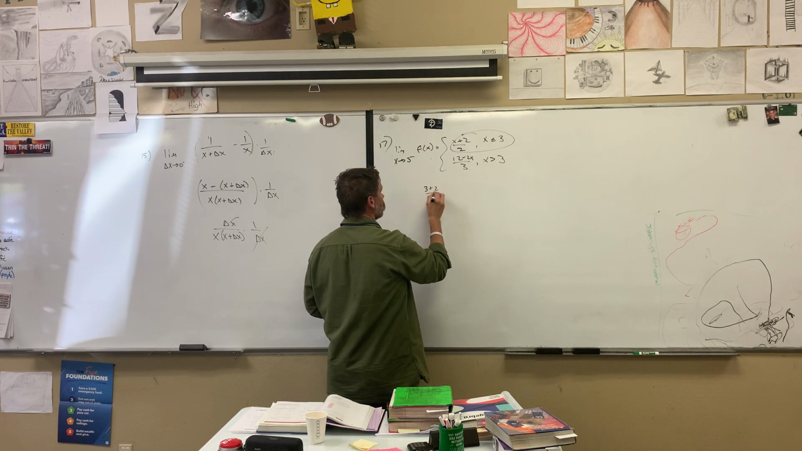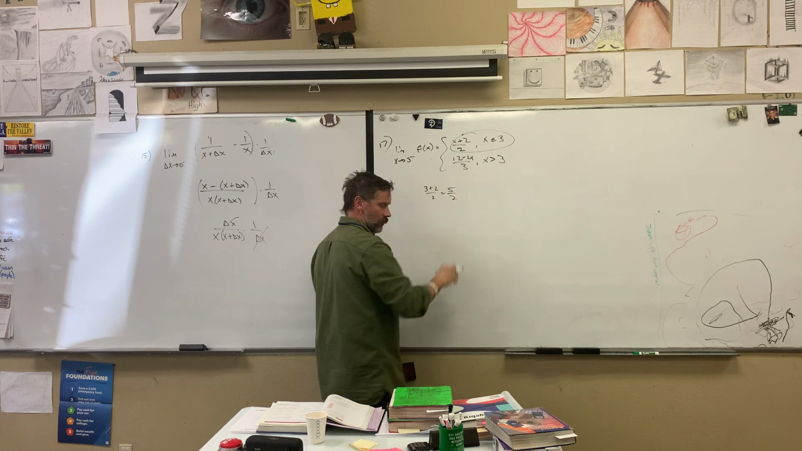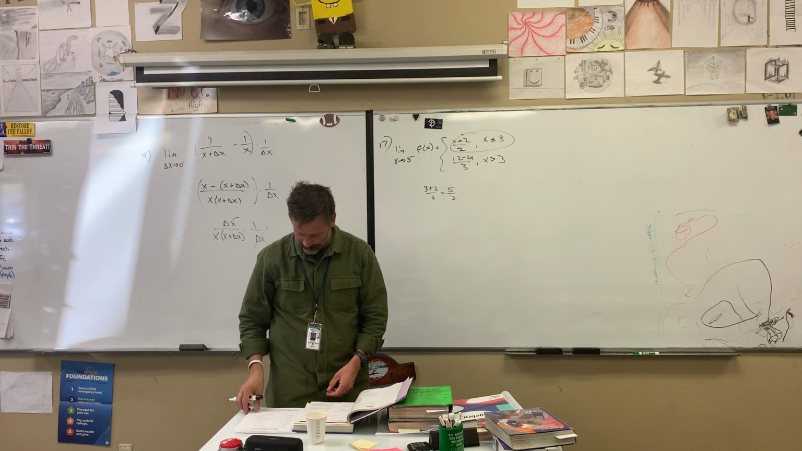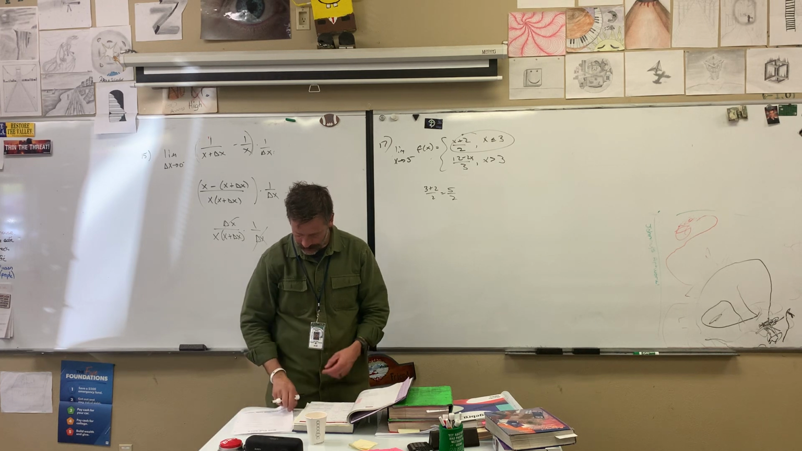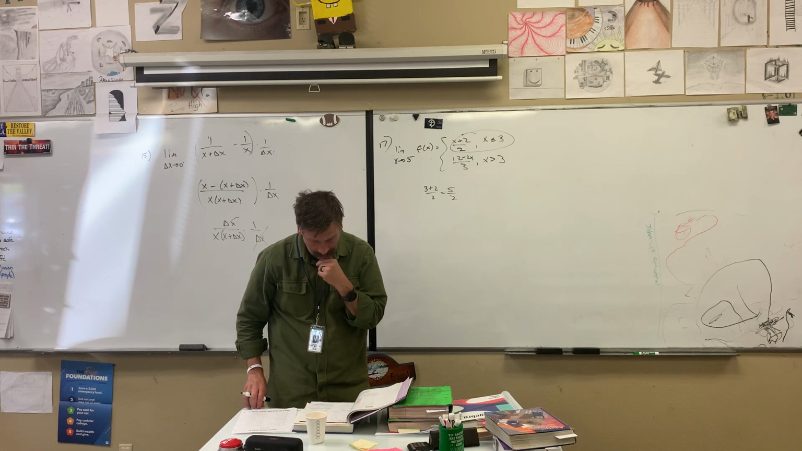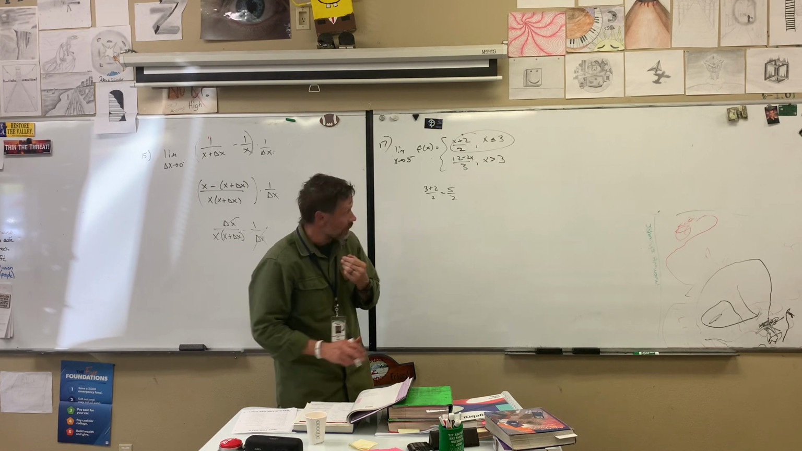So f of 3 is equal to 5 halves. So that's what you do when you look at those piecewise function ones. Okay? Then I think we could, let's take a look at 23.